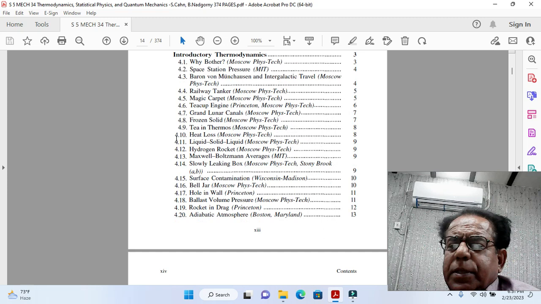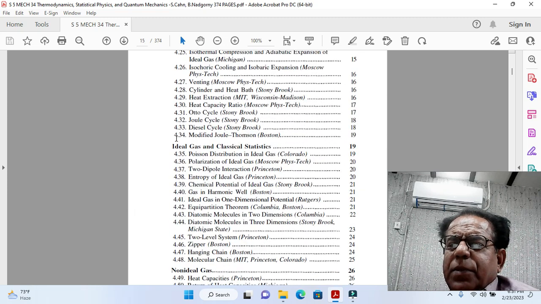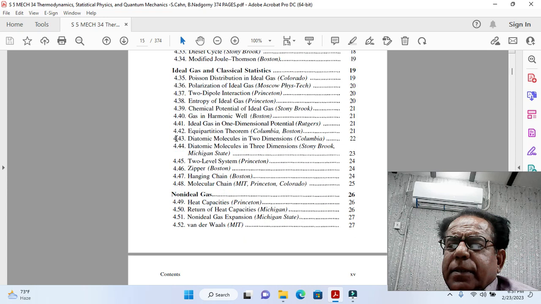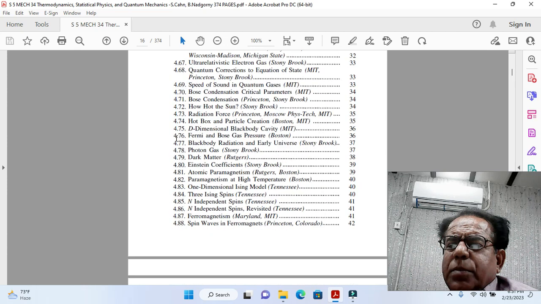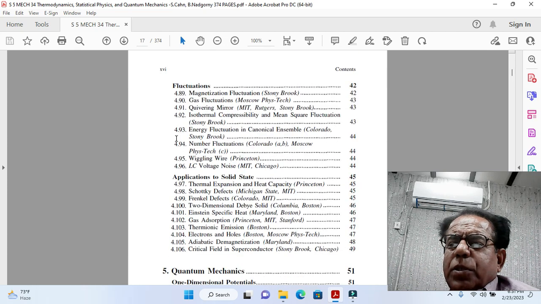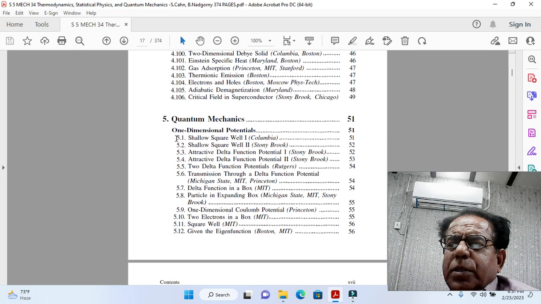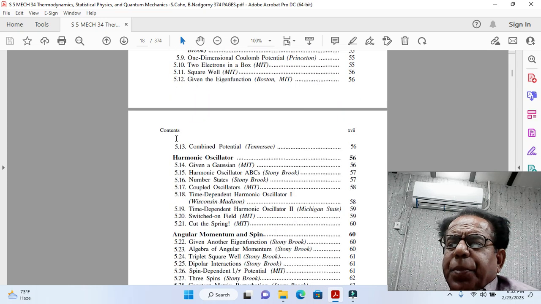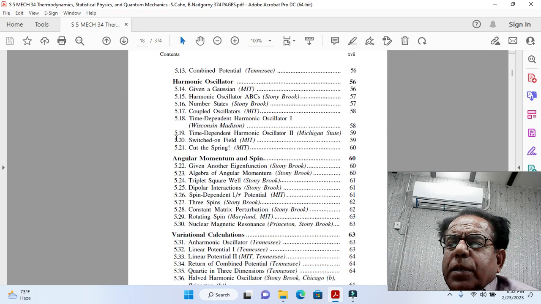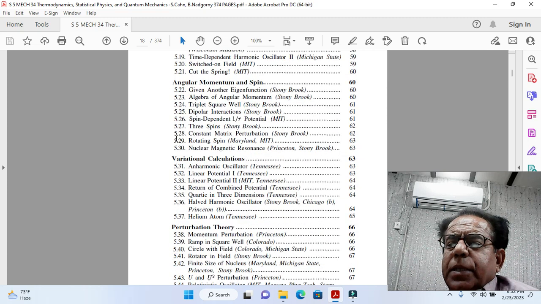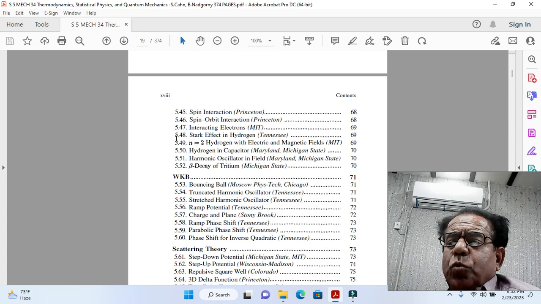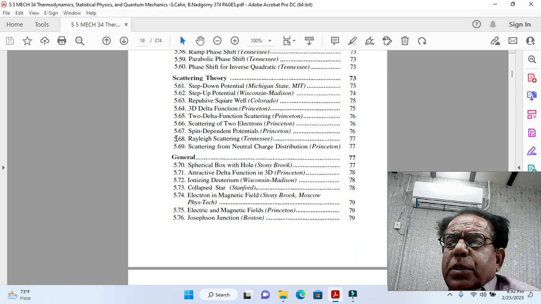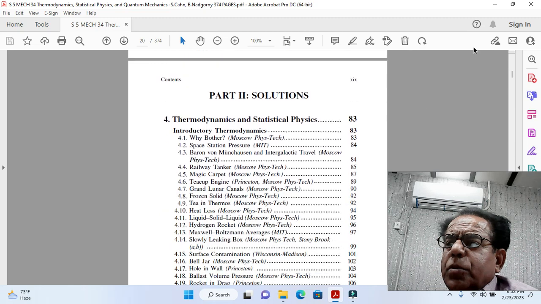Introductory thermodynamics, heat and work, ideal gas and classical statistics, non-ideal gas, mixture and phase separation, quantum statistics, fluctuations, application of solid state, quantum mechanics, one-dimensional potentials, harmonic oscillator, angular momentum and spin, variational calculations, perturbation theory, WKB, scattering theory, general partitions.